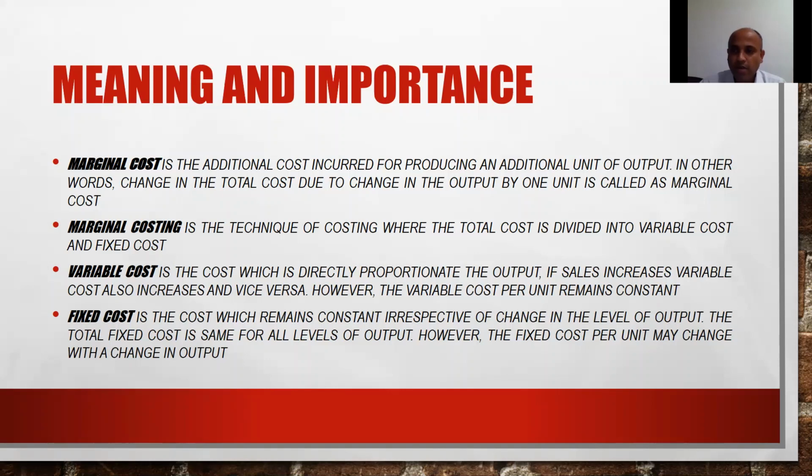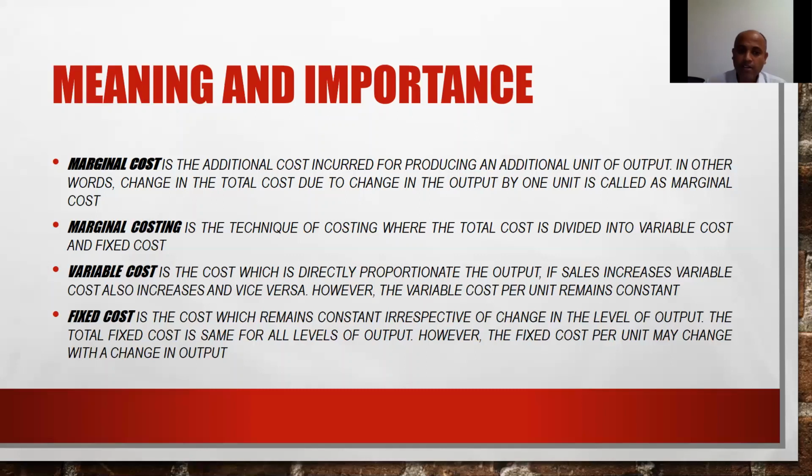In my example, the total cost increased from 1000 to 1006 rupees. So the change is 6 rupees. And this has happened because the quantity has changed from 100 to 101 units. So the change in the total cost is 6 because of a change in the quantity by 1 unit. So the 6 rupees in my example is what is called marginal cost. Is this clear, guys?